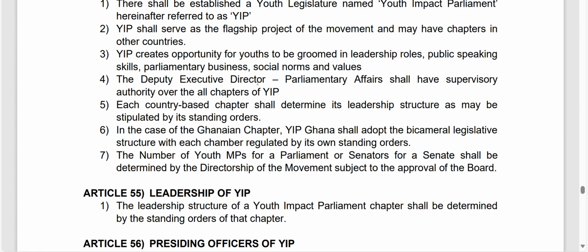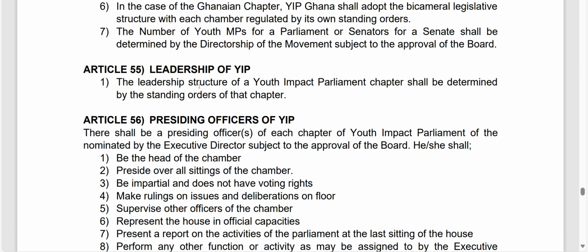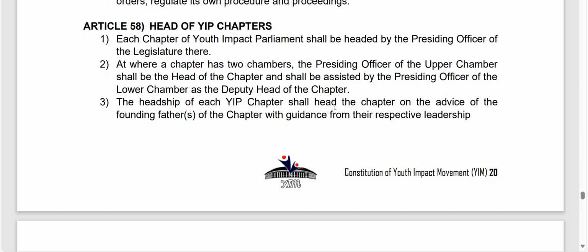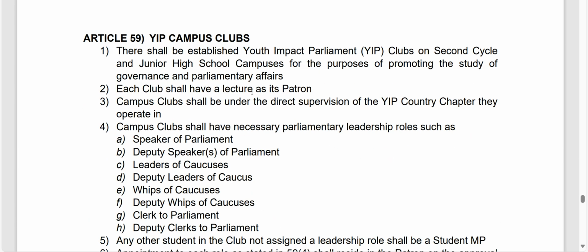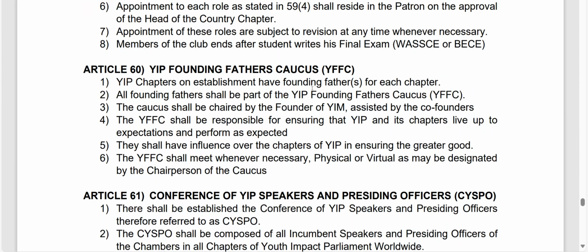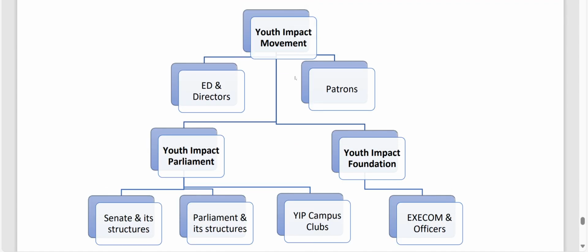Then the Youth Impact Parliament is basically and shortly captured here. Because of the standing orders, we speak very little of Youth Impact Parliament here. We just talk about the leadership, the presiding officer, the standing orders, and the head of YIP chapters. We also talk about the YIP Campus Club. It is actually in the constitution. The YIP Founding Father Caucus is also here, and the Conference of YIP Speakers is also in the Constitution. So that brings us to the end.